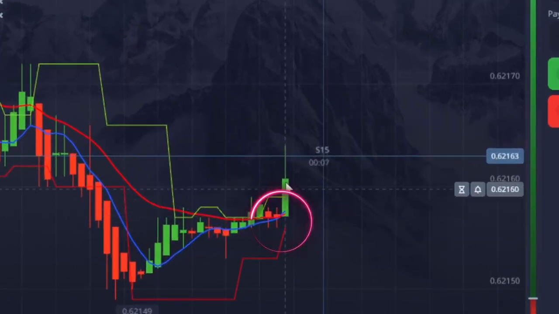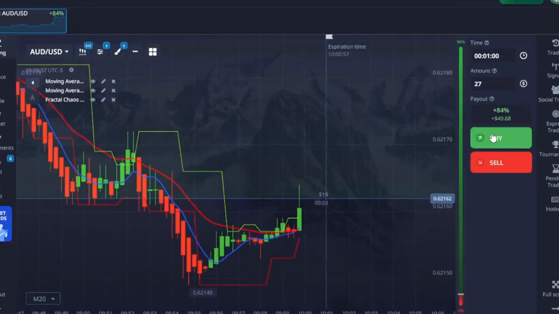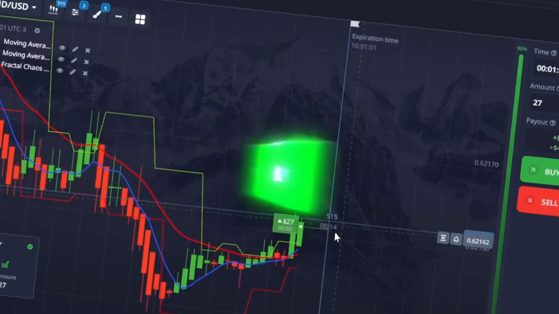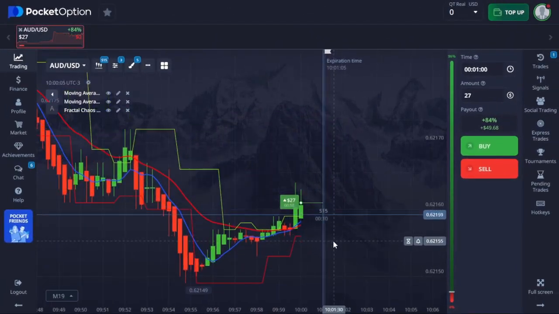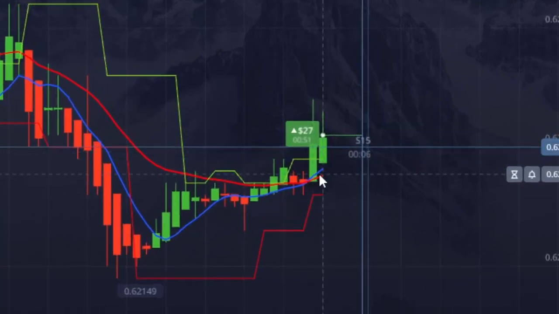Now let's find an entry with higher payouts. Once identified, take the trade. For example, I see a crossover of the moving averages. Because of that, I click on the buy button, entering an upward trade.